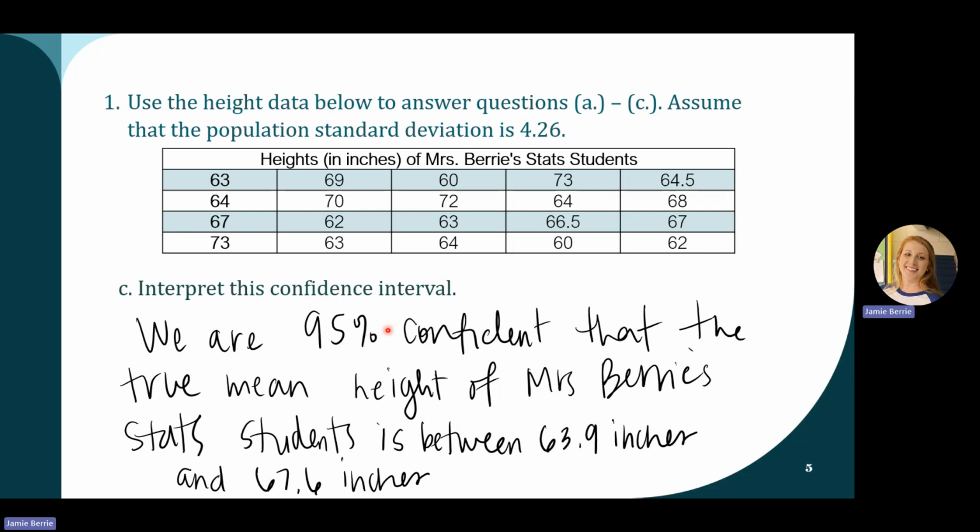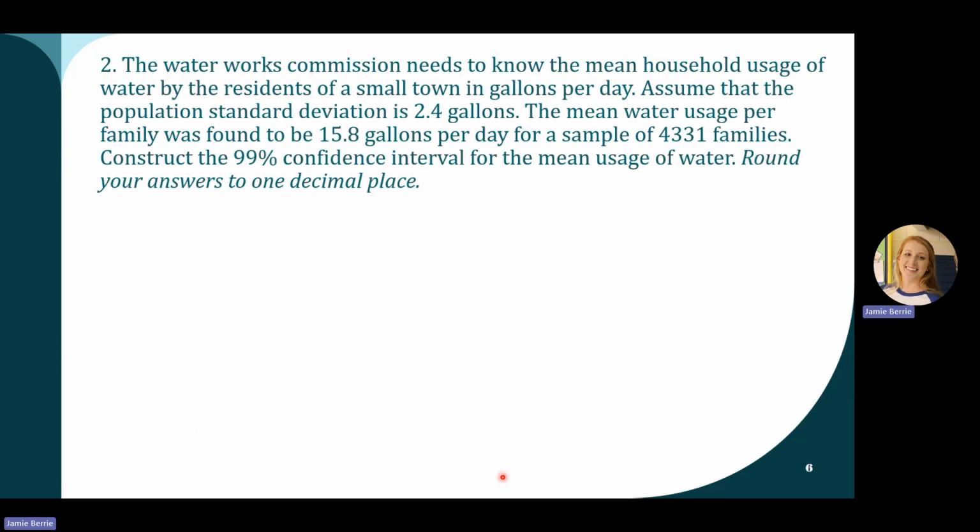You could even do confidence intervals that were even lower than this. You could do an 80% confidence interval. You could do a 60% confidence interval. All right, but in general, we see things like 80, 85, 90, 95, 98, and 99 in real research.